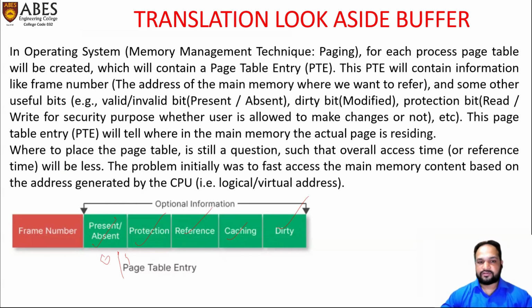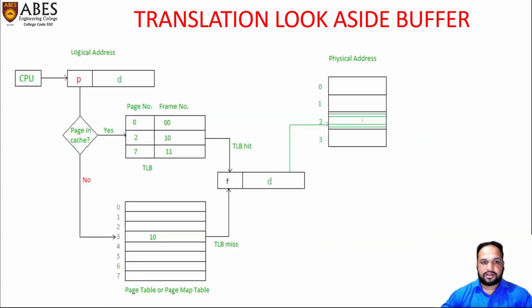Where to place that page table still remains a question, so that the overall access time will be less. And what was our earlier problem? To quickly access the main memory content based on the address generated by the CPU and its conversion from logical to physical. So that is still remaining. So what we did now, we put a TLB.